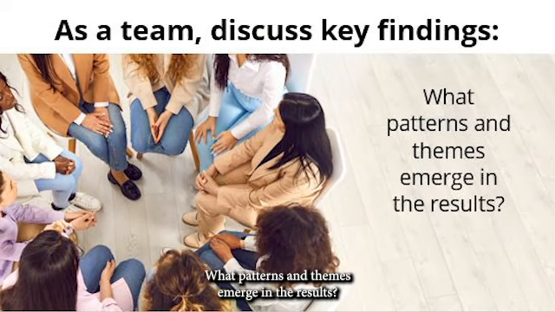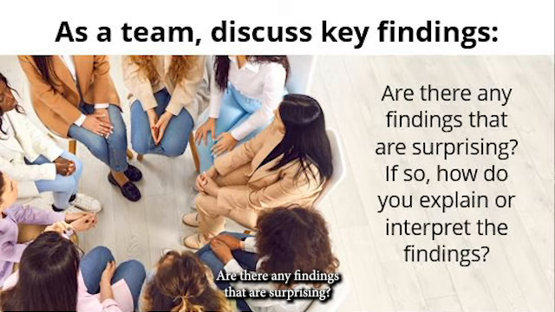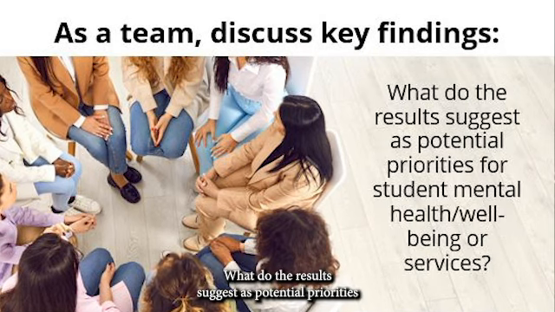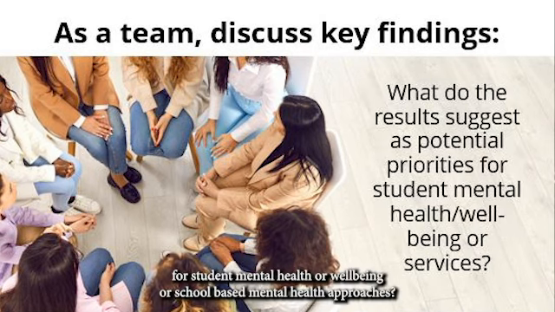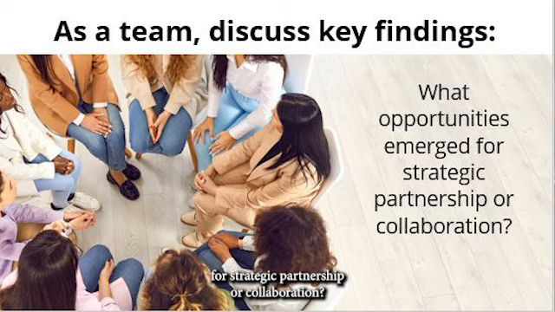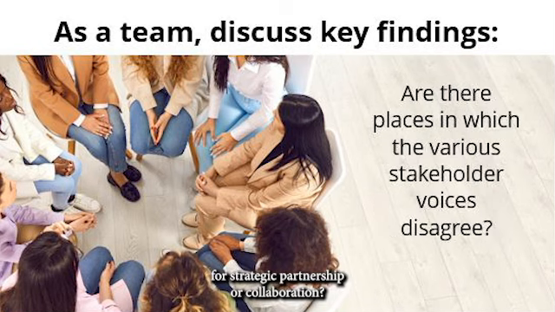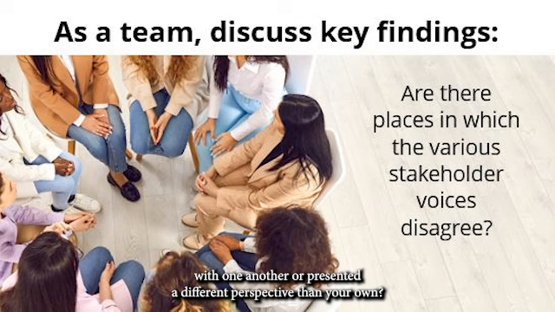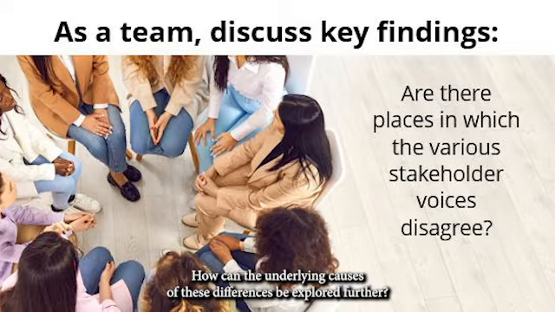What patterns and themes emerge in the results? Are there any findings that are surprising? If so, how do you explain or interpret those findings? What do the results suggest as potential priorities for student mental health or well-being or school-based mental health approaches? What opportunities are emerging for strategic partnership or collaboration? Are there places in which various stakeholders disagreed with one another or presented a different perspective than your own? How can the underlying causes of these differences be explored further?